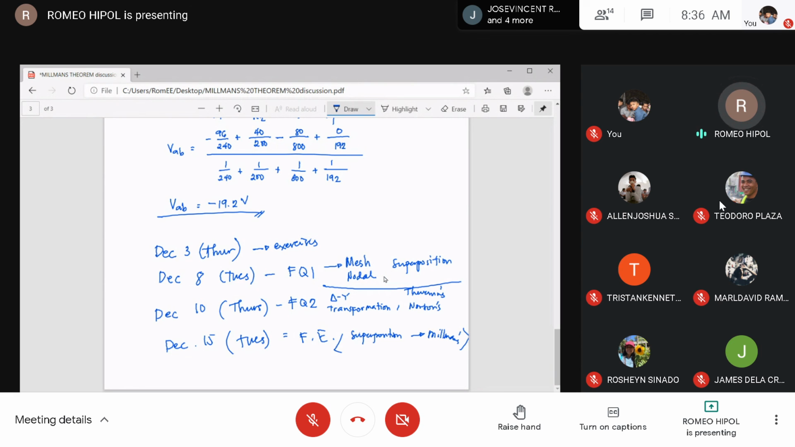Then for Thursday, delta y transformation, Thevenin's and Norton's. Actually, ang problem lang natin dito, halos pareho lang sa ating lecture. Kung meron mang pinagkaiba, siguro pwesto lang ng resistance.